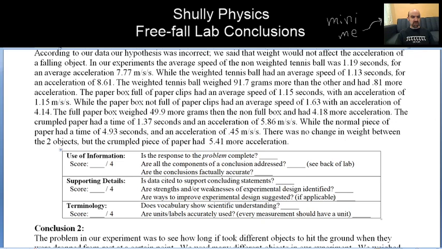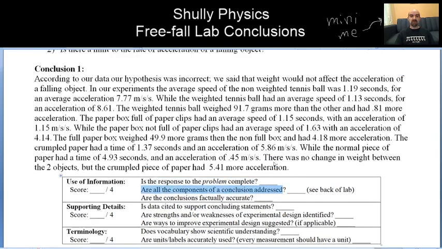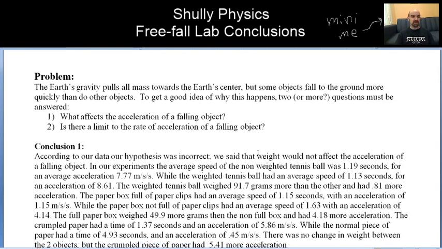The conclusion is going to be scored on 3 rubric points: use of information, supporting details, and terminology. For use of information, basically, are you responding to the question in full and completely? So is the response to the problem complete? Are you responding to the entire thing? Have you addressed all the components? So in this question, there are really 3 components.